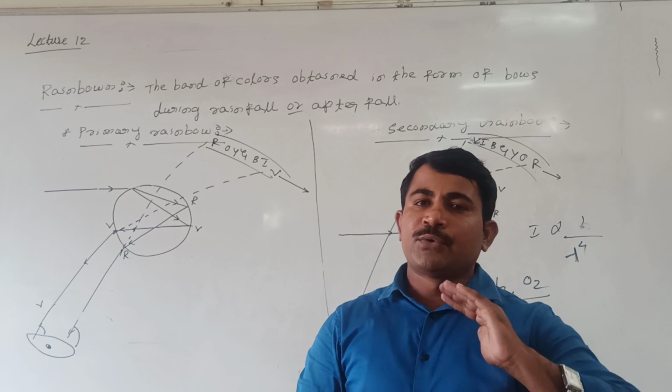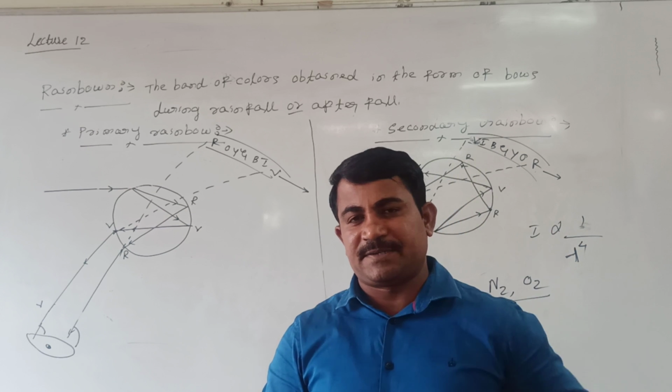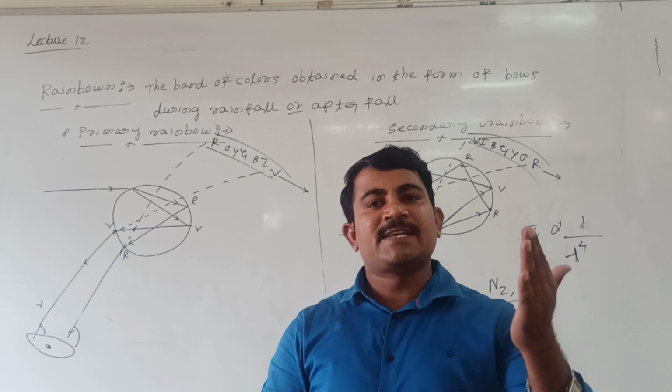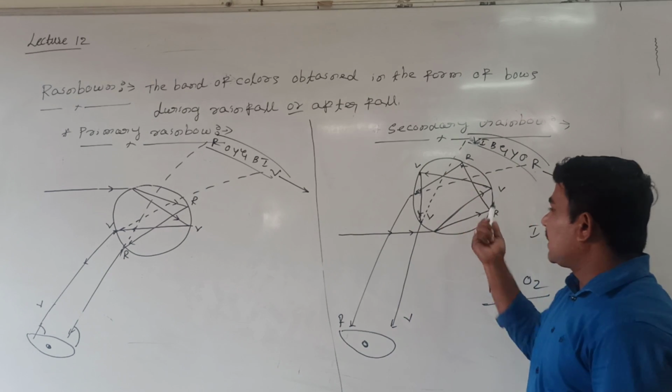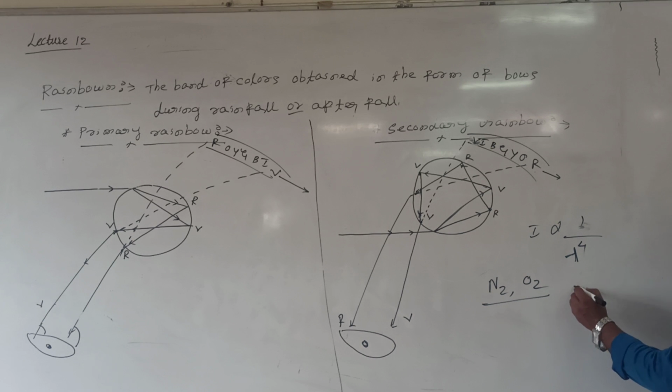One more thing. During sunrise and sunset, the sky appears red for only one reason. We know how many colors there are. Seven colors are there, available in the form of VIBGYOR. See here, the violet color has the least wavelength and the red color has the highest wavelength. Remember this point.